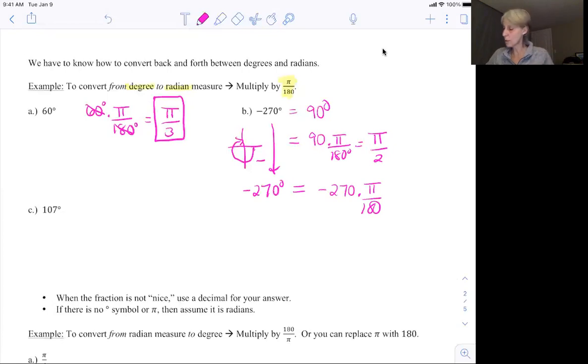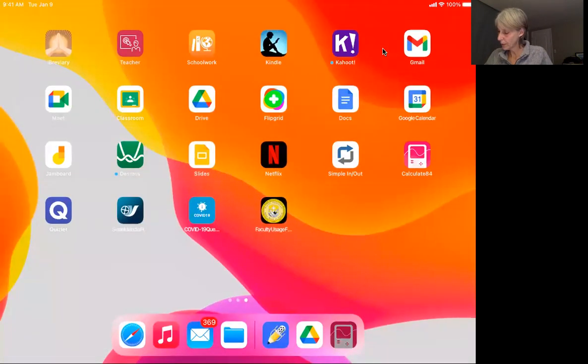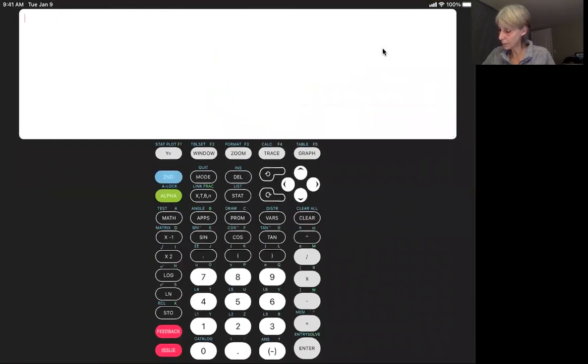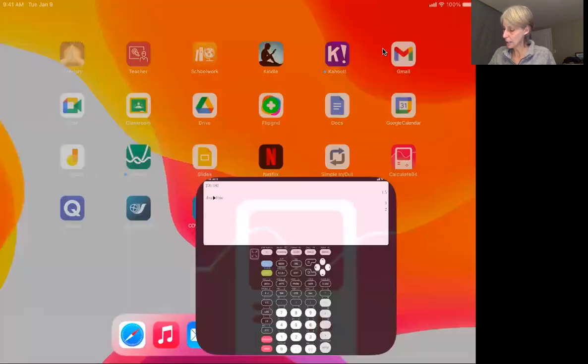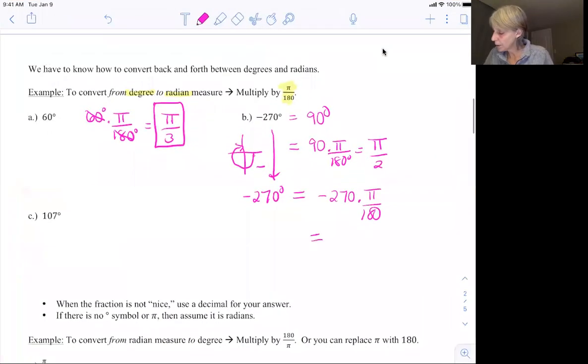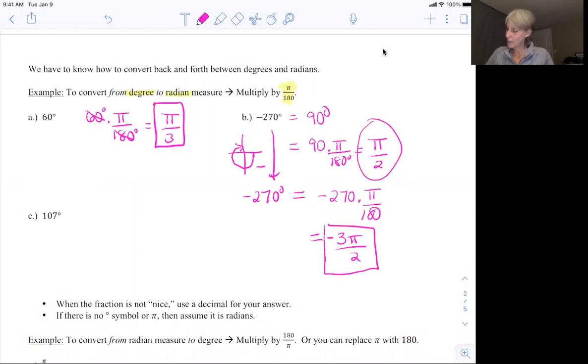And if you can't do the simplifying in your head, just simplify 270 divided by 180 in your calculator. You're going to get a decimal. Change that back into a fraction, and then put the pi back along with it. And that would be the equivalent. This is the answer we're looking for because the original angle was described as a negative.